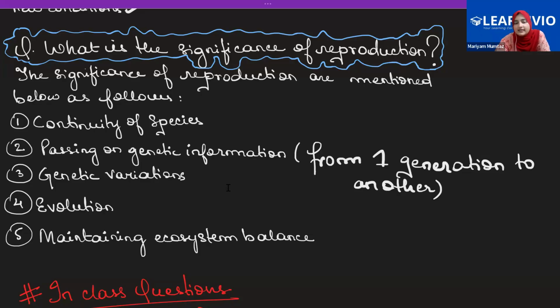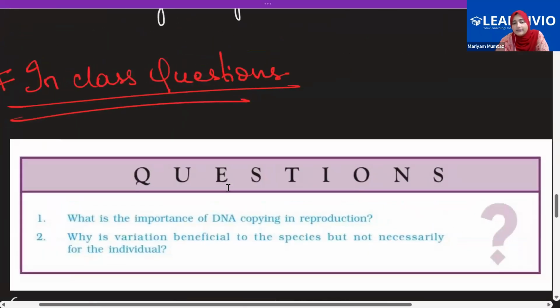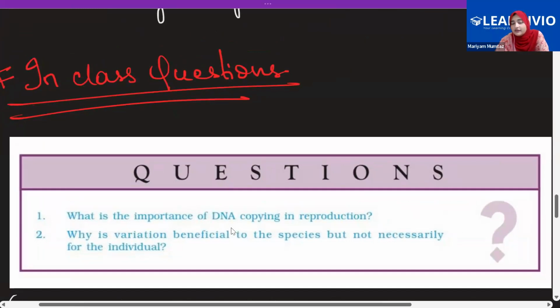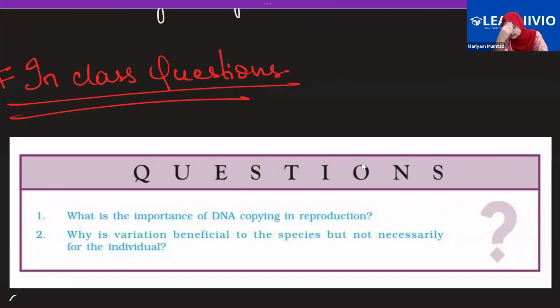All right. Now let us see some questions. You people only tell me, what is the importance of DNA copying in reproduction? Tell me, what is the importance of DNA copying in reproduction? Ma'am, to inherit the qualities of the parent into the offspring. Yes. Whatever qualities are there in the parents.